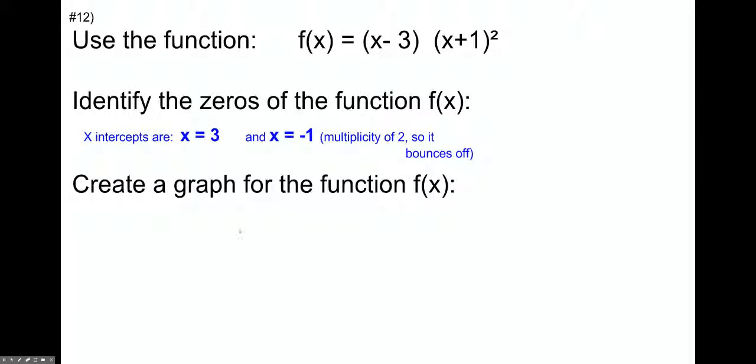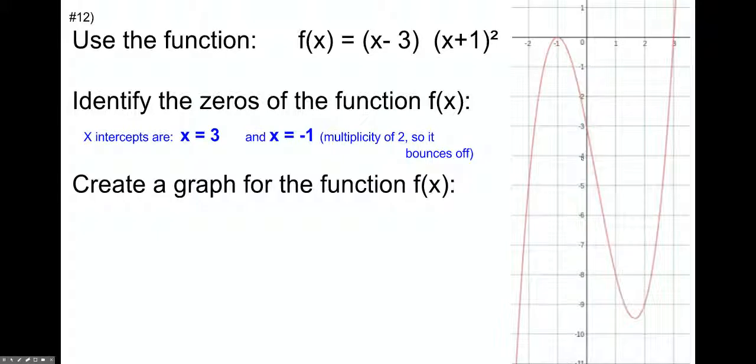Then they want you to create a graph for this function. So you need to create a picture where your x goes through at the 3 and it bounces off at the negative 1. It's an S shape because you have 3 x's. You have 2 over here and 1 more over here. So that's 3. It's an S shape. It's going to start low and then it's going to go up. Your picture needs to look something like this, okay?